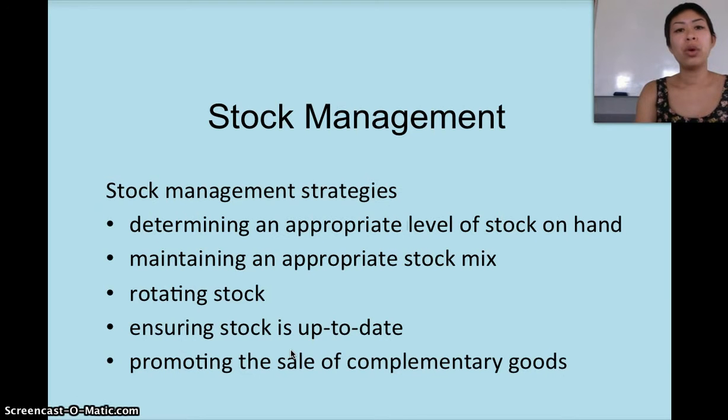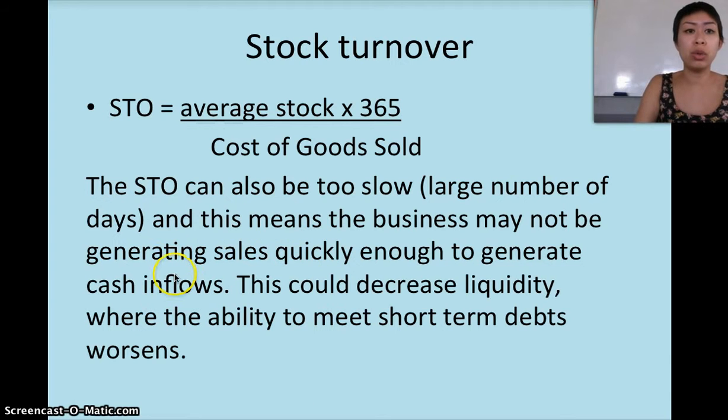Some strategies to improve or manage our stock would be to determine an appropriate level of stock on hand. If we find that we are taking too long to sell our stock, we might be holding too much stock, so that's why it's taking so long to sell out. Maybe we shouldn't hold as much stock. Obviously, you can't hold too little stock either. If you look back to the formula, to have a really good stock turnover, you could simply hold less stock.